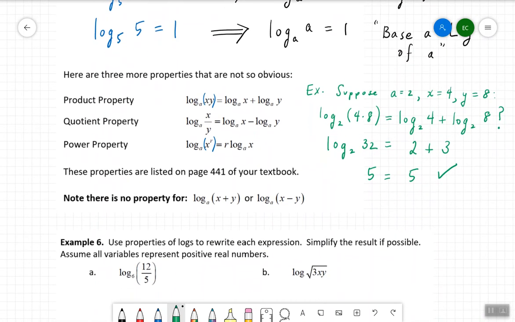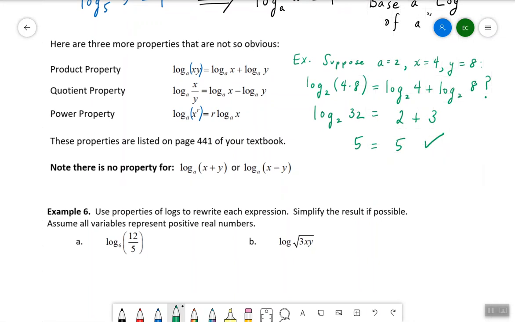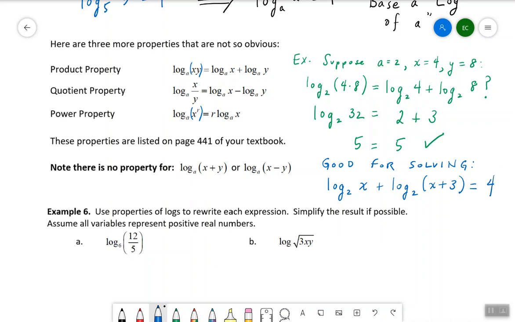And then the other thing that you might ask is, what is this property good for? Let's write that the property is good for solving an equation like the log base 2 of x plus the log base 2 of, say, x plus 3 is equal to, I don't know, we could just write 4 over here. I just made these numbers up, so we could definitely go through and solve it. We're not going to do that right now.